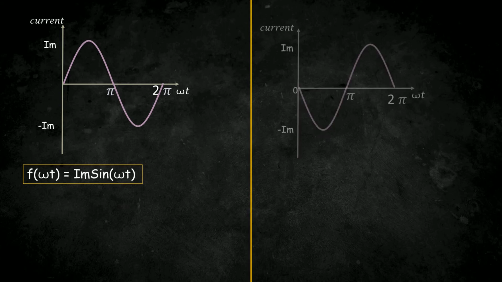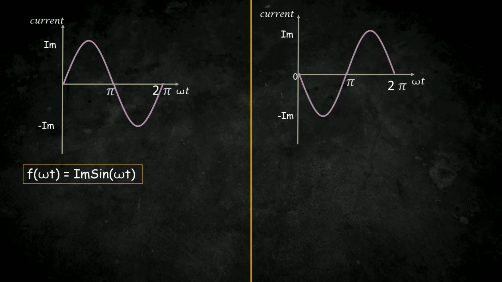Similarly, in this example, this waveform looks like a sine wave. Therefore, let's compare this wave with a sine wave. It's obvious that this given waveform is the negative of the sine waveform. Therefore, f of omega t is equal to minus Im sin omega t.